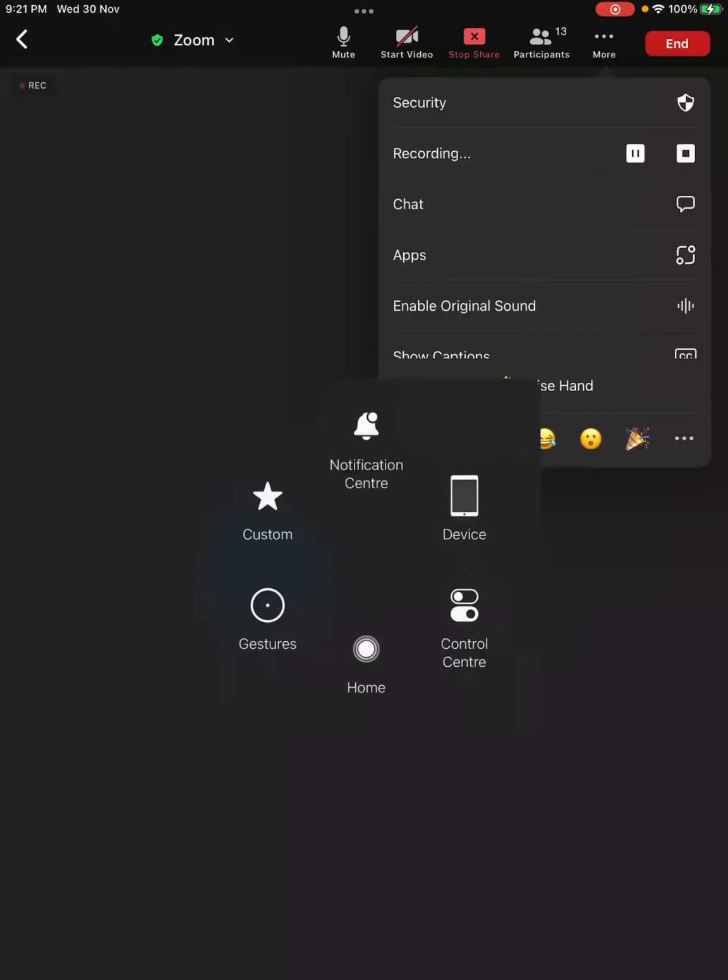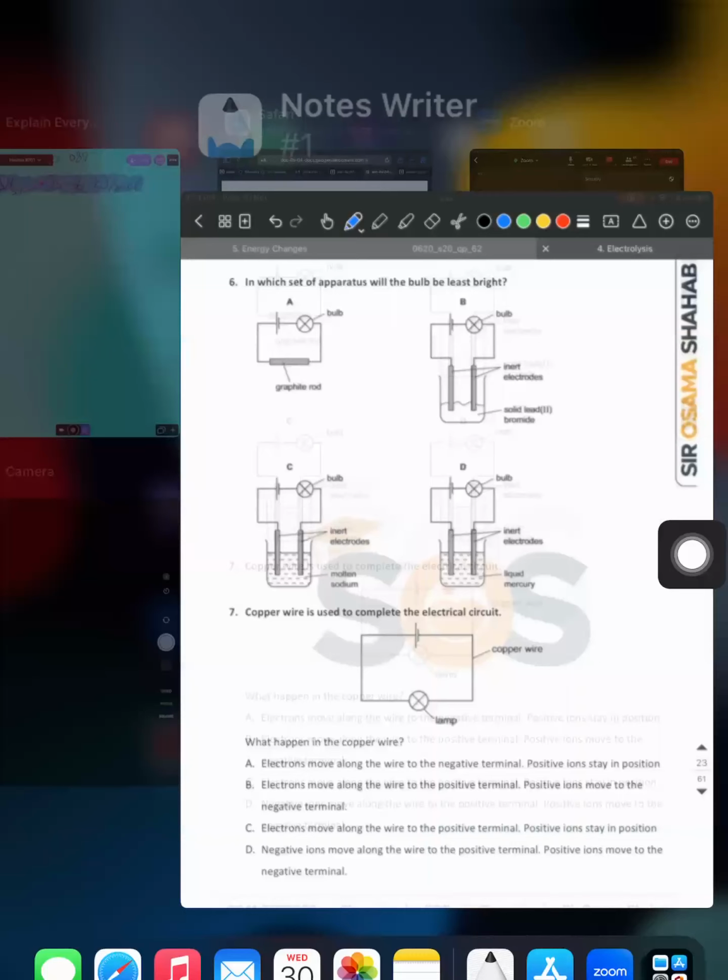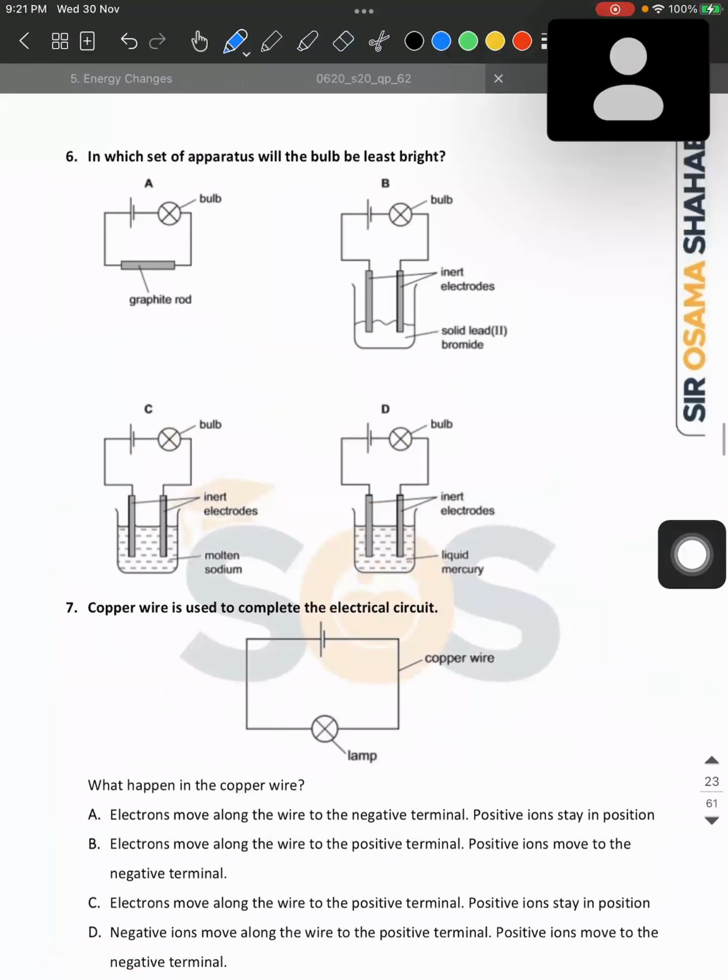Yes. I'm going to show you the right answers of these. So if you talk about MCQ number 6, it is saying in which set of apparatus will the bulb be least bright. सबसे कम, ठीक है ना? So you can see that it is a graphite rod, and graphite is the only non-metal conductor which can conduct electricity. Definitely we are not talking about electrolyte right now, we are talking about the bulb to light up, right? So even if it is not an electrolyte, it is a conductor of electricity, so the bulb will light up, right? And over here you can see we have molten sodium.